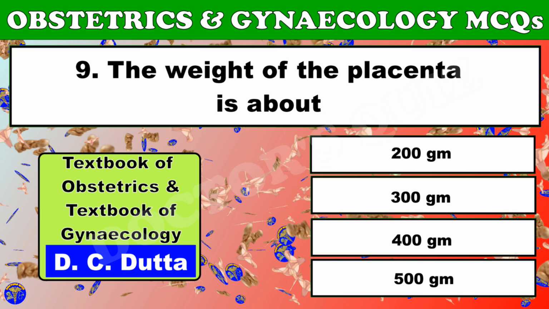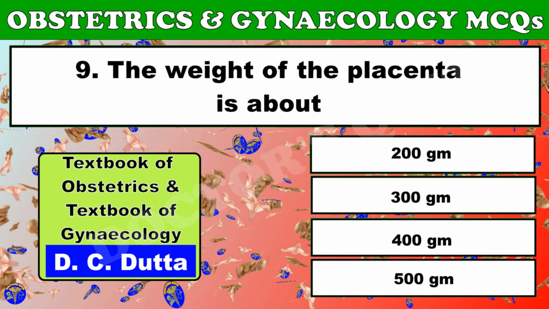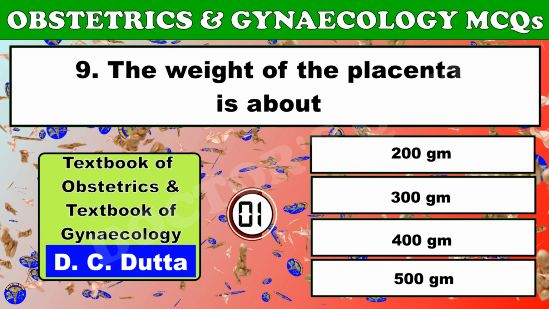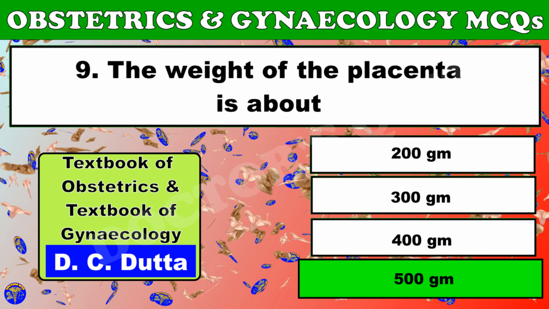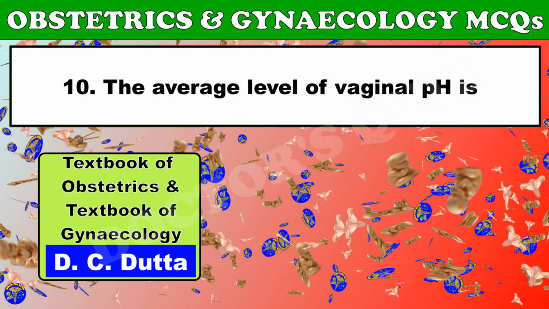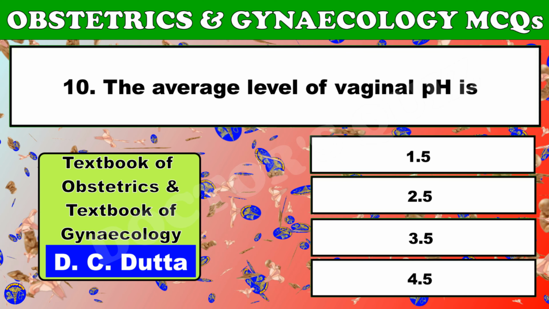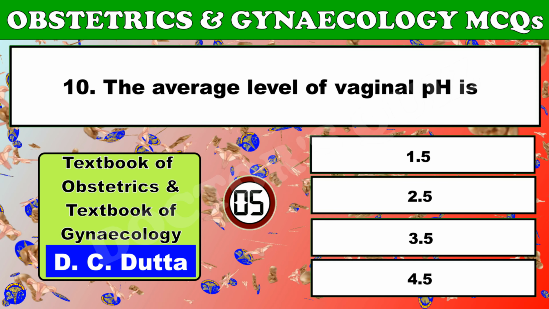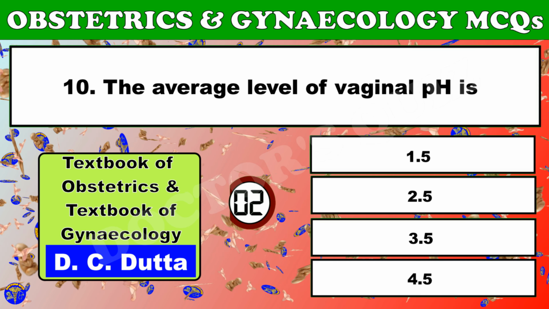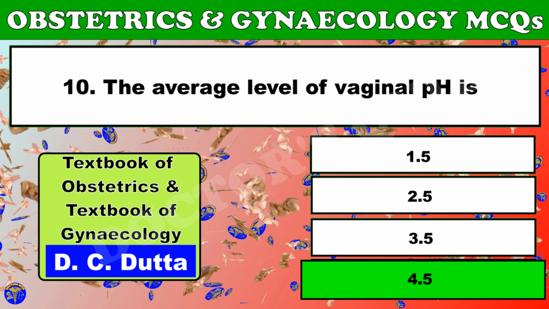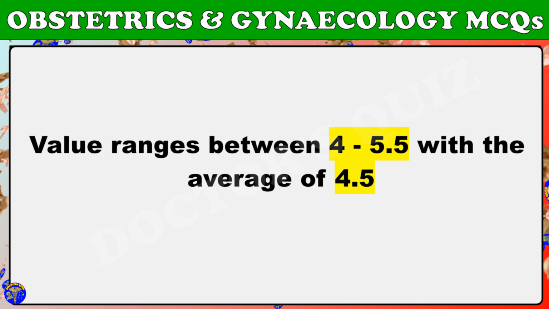The next question is, the weight of the placenta is about. Options are 200 gram, 300 gram, 400 gram or 500 gram. Answer is 500 gram. The next question is, the average level of vaginal pH is. Options are 1.5, 2.5, 3.5 or 4.5? The right answer is 4.5. The value of pH of vagina ranges between 4 to 5.5 with an average of 4.5.